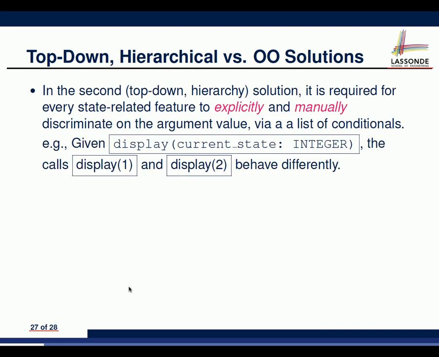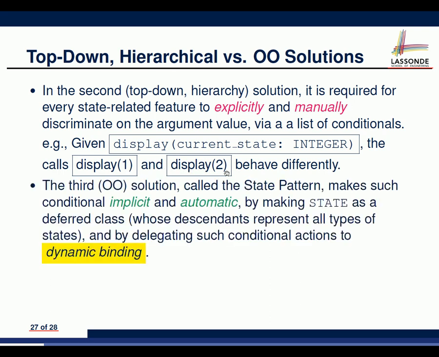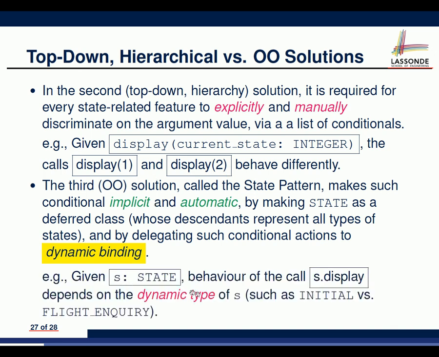So you're going to say display and then the current state. You're going to say display 1, display 2, right? But in the OO solution, no if statement will be required. That means you have no chance to violate the single choice principle. So what you do is define the state, and then you simply call s.display, right? Depending on what the dynamic type is for s, you're going to execute differently.